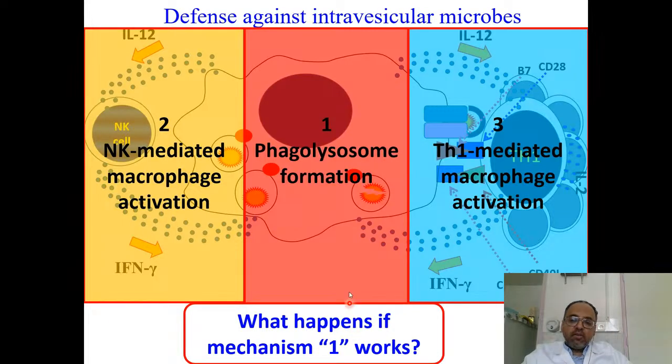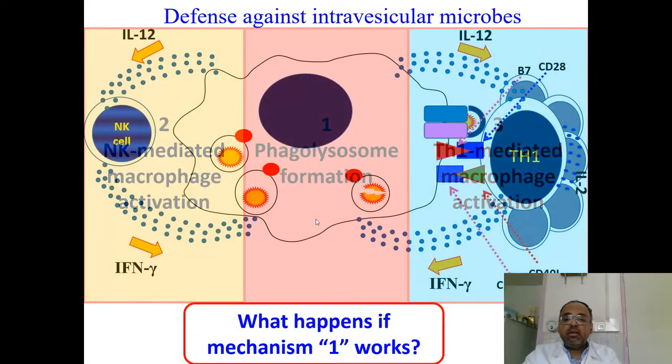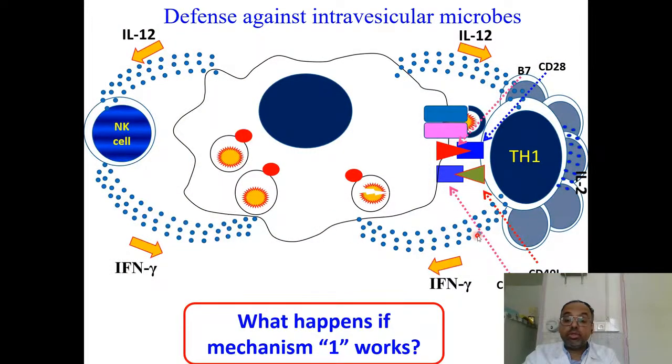What if I have phagocytosed something that is easily killed by phagolysosome formation? What if the pathogen that I have phagocytosed is not a hard to kill pathogen? It's an easy to kill pathogen. So mere formation of phagolysosome kills the pathogen. In that case, would it still be necessary for the antigens to be presented to T cells? Well, it seems that it's not necessary, because if the first mechanism is working, why should I bother presenting antigen to T lymphocytes and getting them activated and getting them to produce interferon gamma?